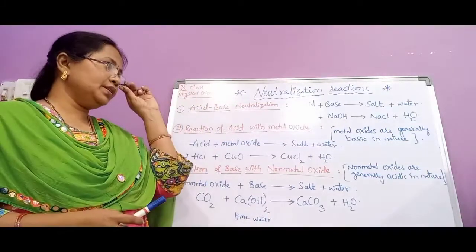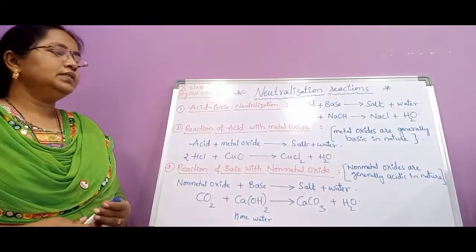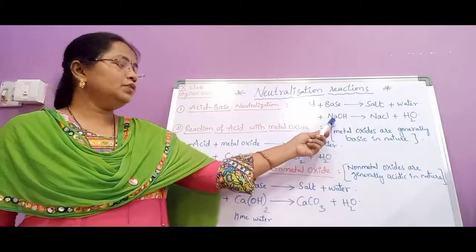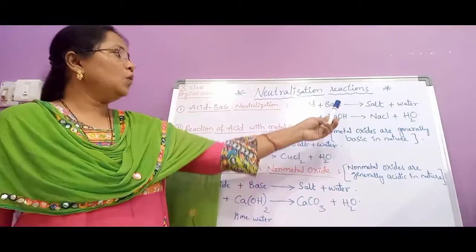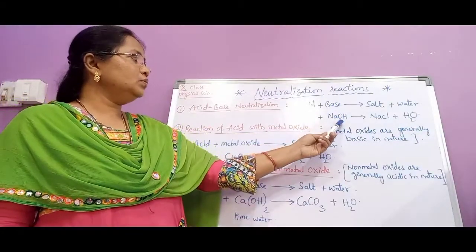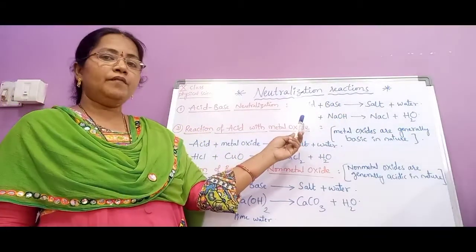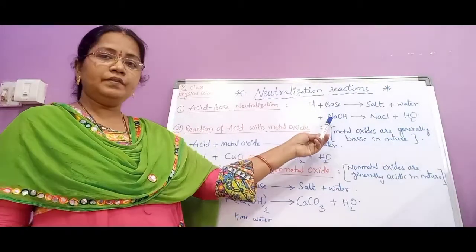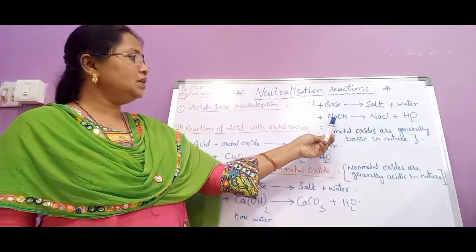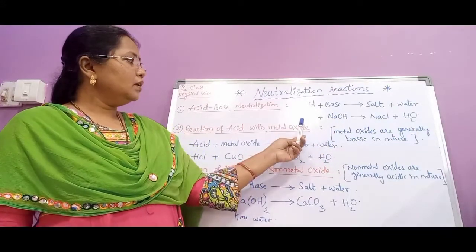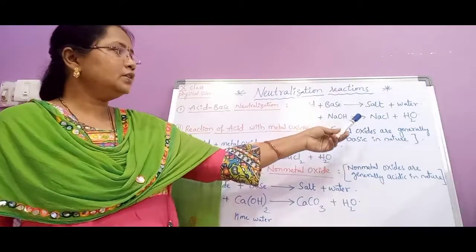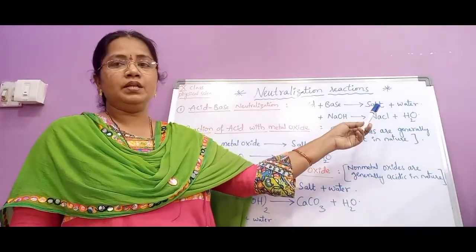For the neutralization reaction, what we need to do is take about 5 ml of dilute NaOH. NaOH is basic in nature. So take the NaOH solution and add a few ml of dilute hydrochloric acid to the solution. As we have discussed earlier, the basic nature of the NaOH will be completely nullified by adding HCl, hydrochloric acid, and the resultant solution will become completely neutral in nature.